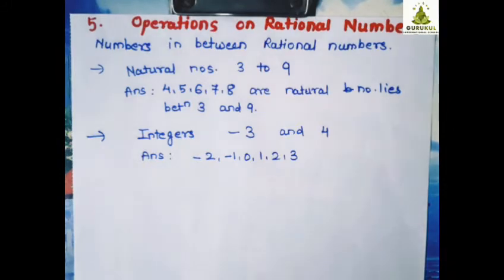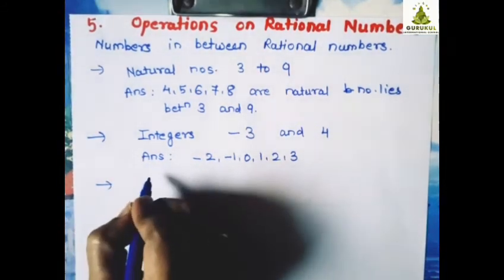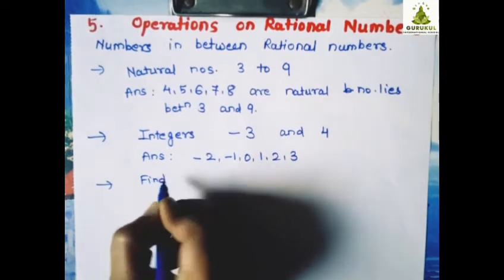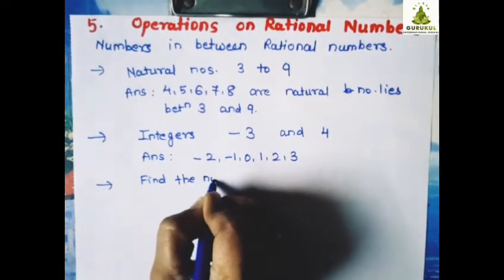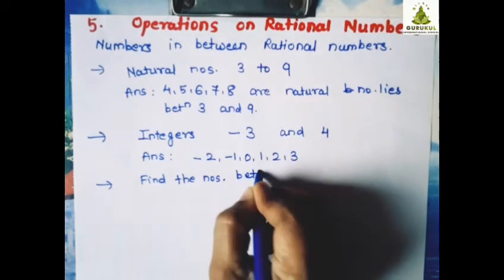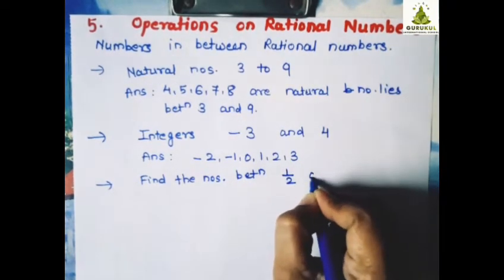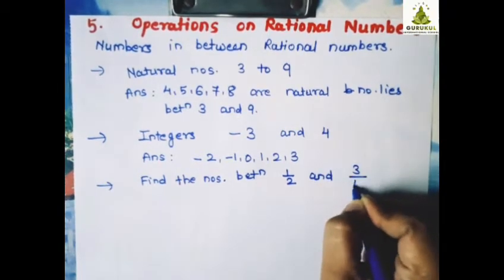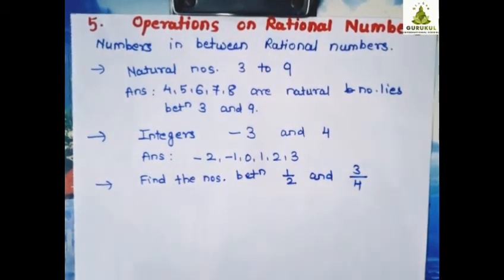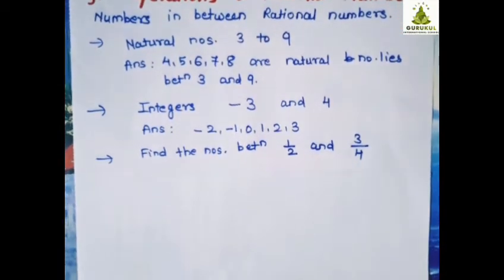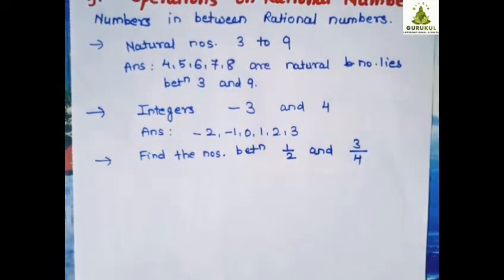But if I ask you the question, find the numbers between or write the numbers between rational numbers 1 upon 2 and 3 upon 4, correct. If I ask you to find out the numbers between these two rational numbers, then it will be a little bit tough, or easily orally we cannot give the answer for this question. Then how to find out which number lies between these two? Okay, that method we are going to learn in this practice set or coming practice set.